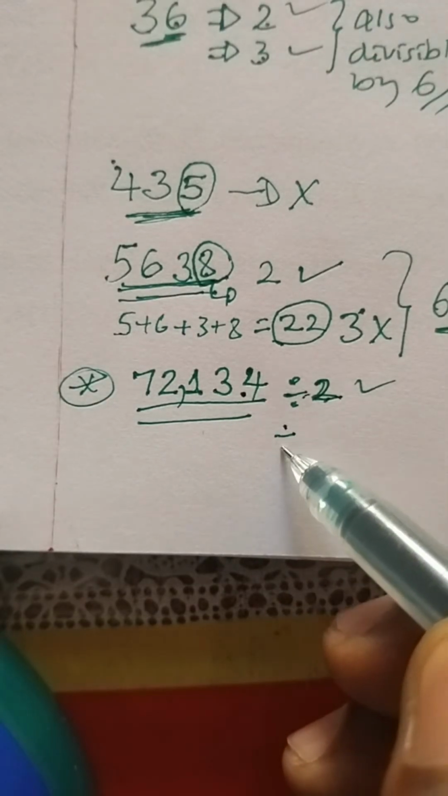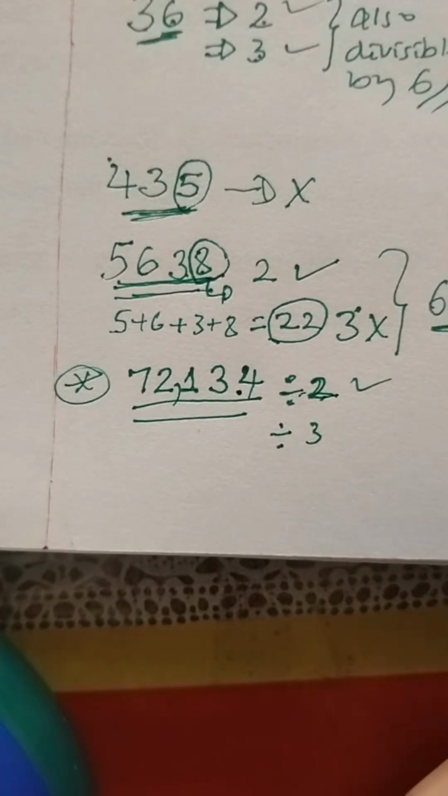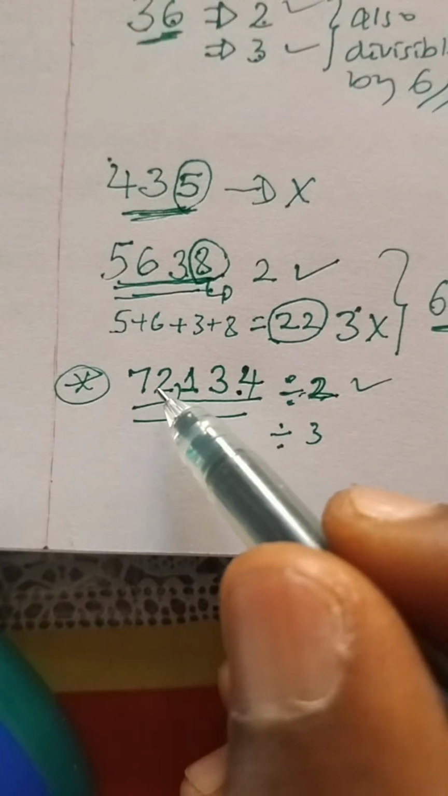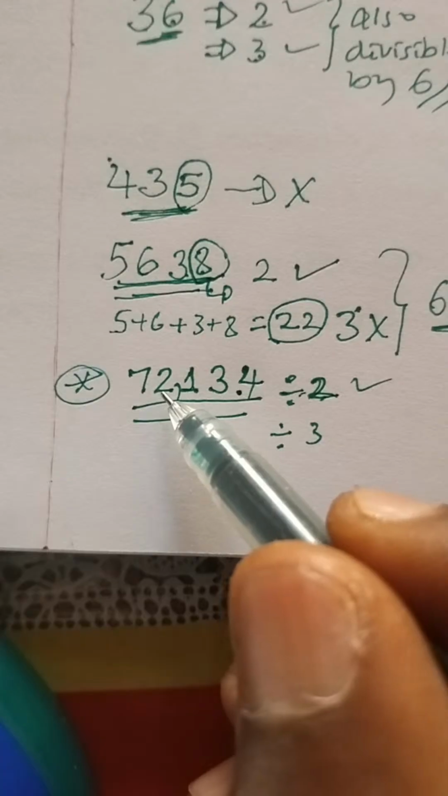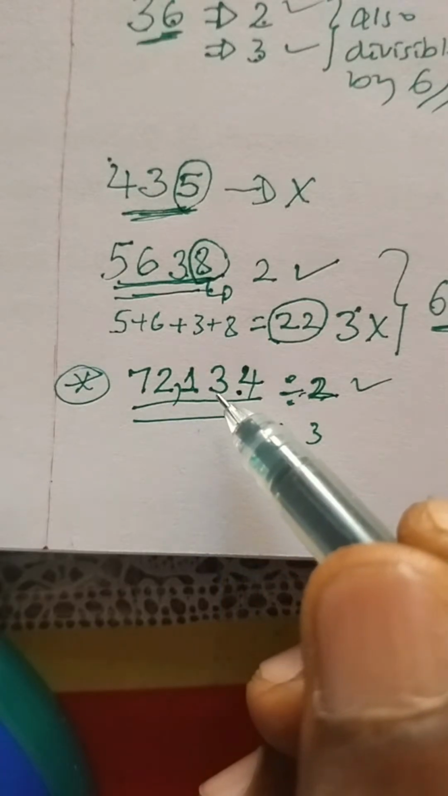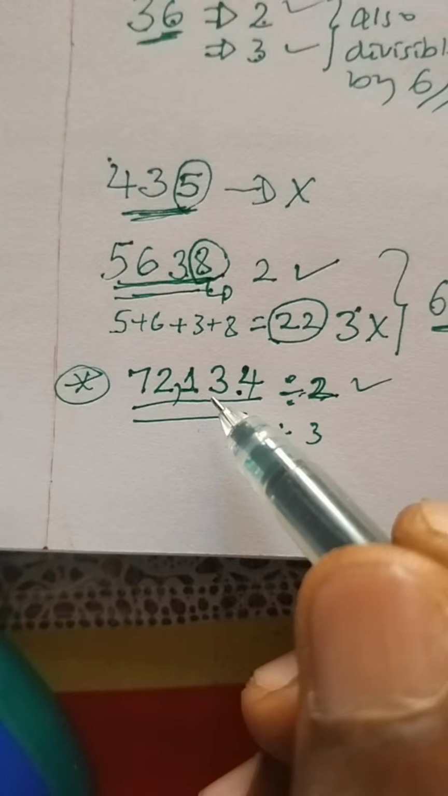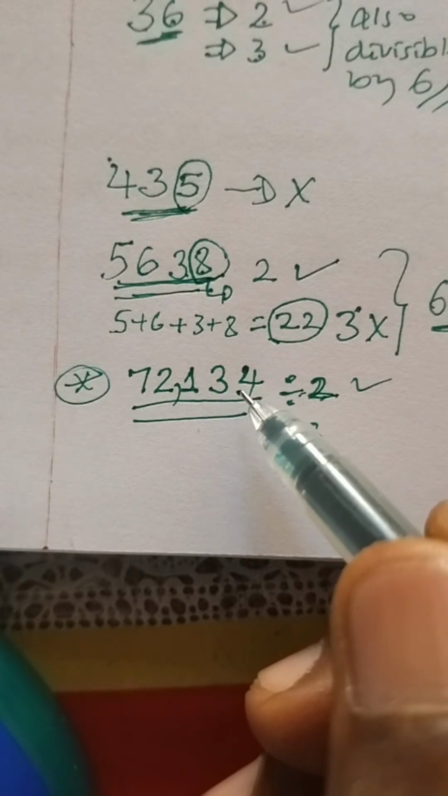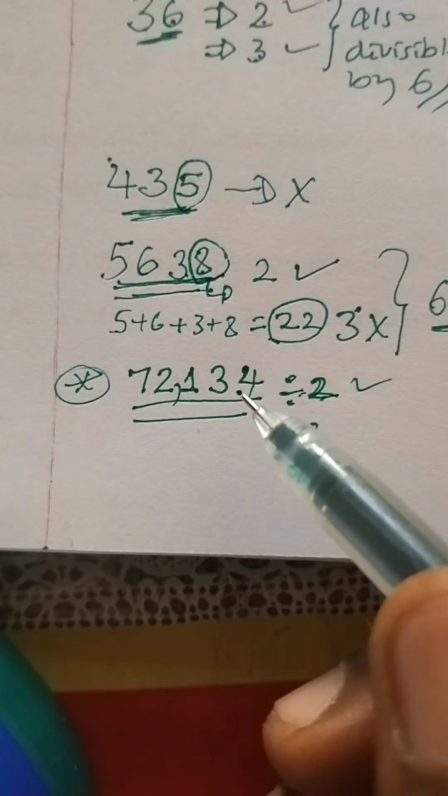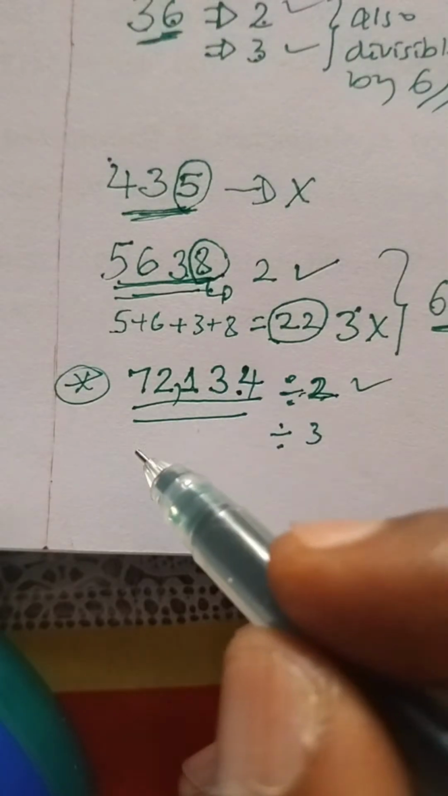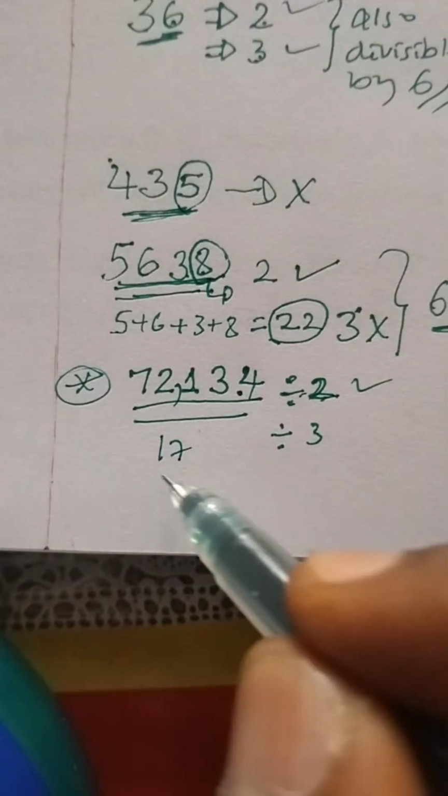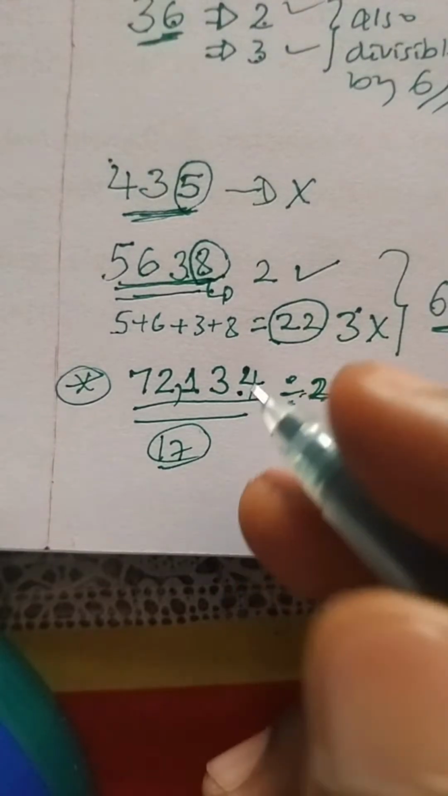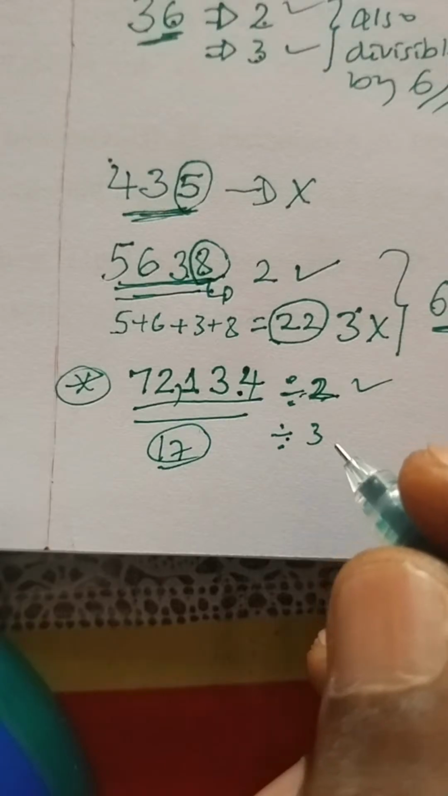Is this number divisible by 3? Yes, let's check it. How do we check it? We add the whole digits. 2 plus 7 plus 2 is 9. 9 plus 1 is 10. 10 plus 3 is 13. 13 plus 4 is 17. Is 17 divisible by 3? No, it is not divisible by 3.